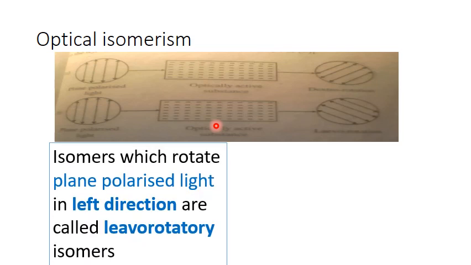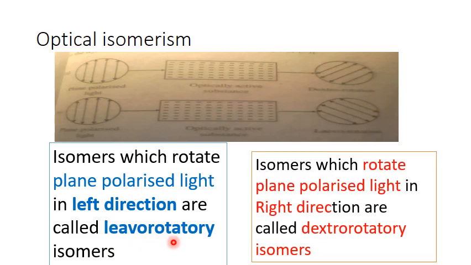So when plane polarized light is passed through an optically active solution, the plane of polarization may be changed to either the right or left direction. In the right direction it is called dextrorotatory, in the left direction it is called levorotatory. So isomers which rotate plane polarized light in the left direction are called levorotatory. Isomers which rotate plane polarized light in the right direction are called dextrorotatory. So this is a polarimeter.